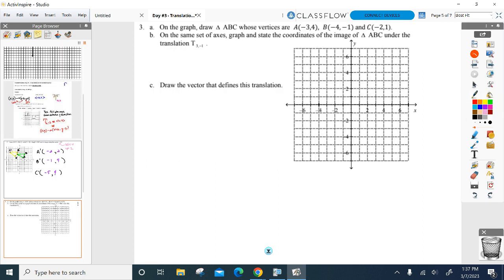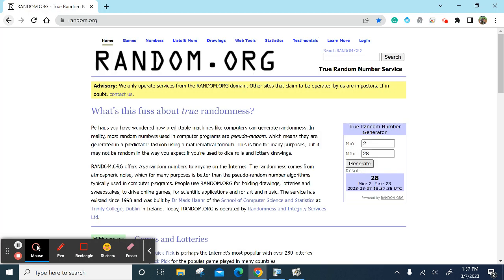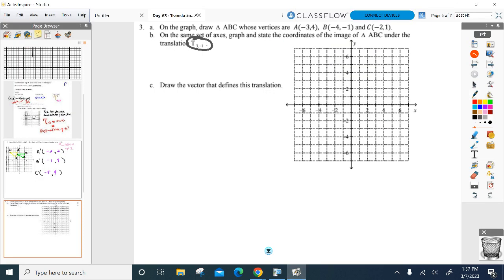New notation. Everyone sees my other notation here. I still see a capital T, so that tells me translation. 3, -1. Somebody hook us up. Where are we going? What direction and distance? Right 3 down 1. Good. Right 3 down 1. So go ahead, do your magic, and then we'll do part C together.